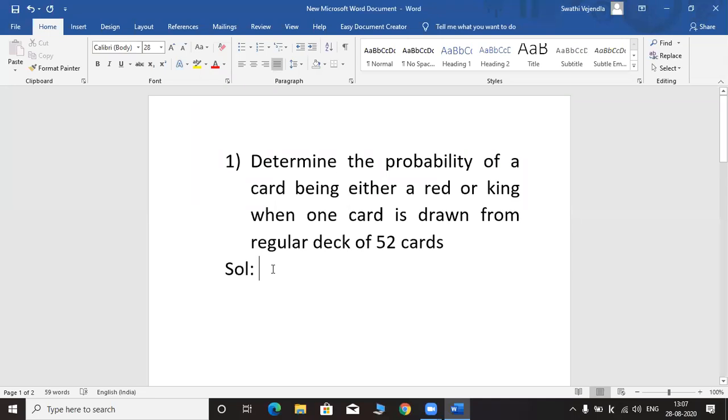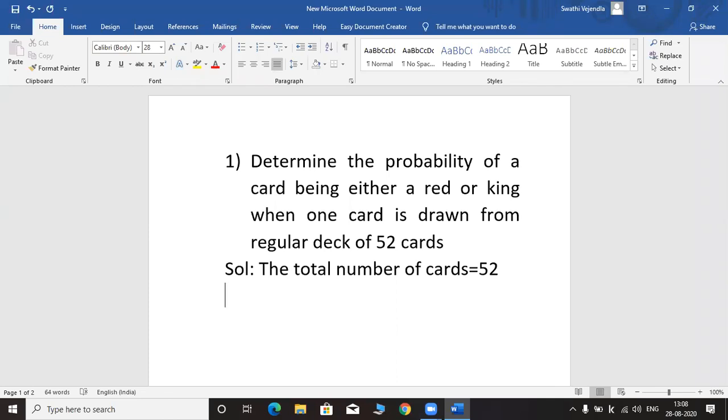So here I am typing the solution in parallel to the explanation. The total number of cards is equal to 52. What is the next step? We have to find the probability of the card being either a red or a king if we draw one card from the regular deck of 52 cards.